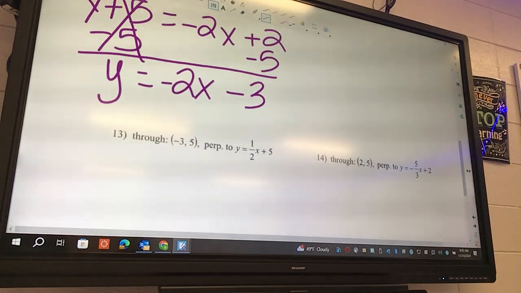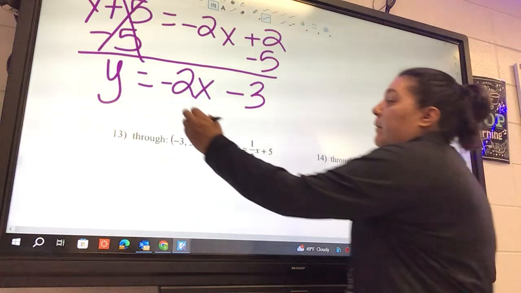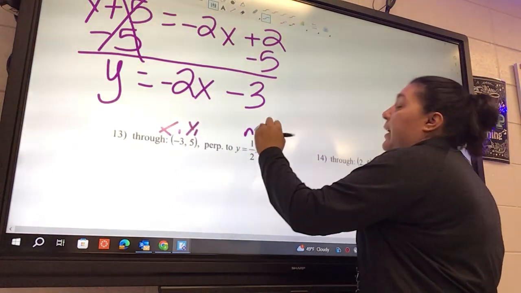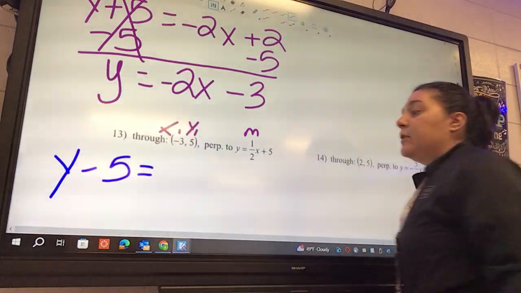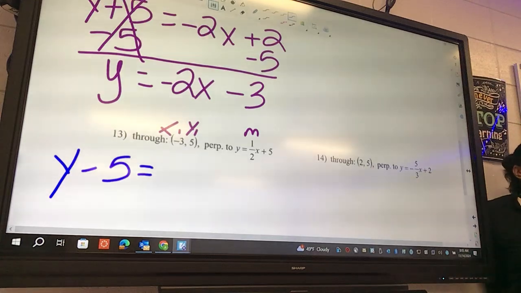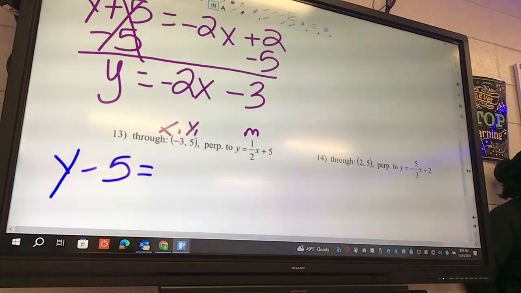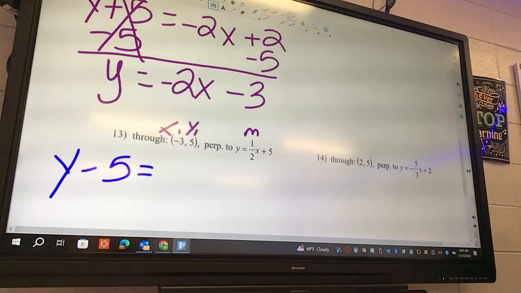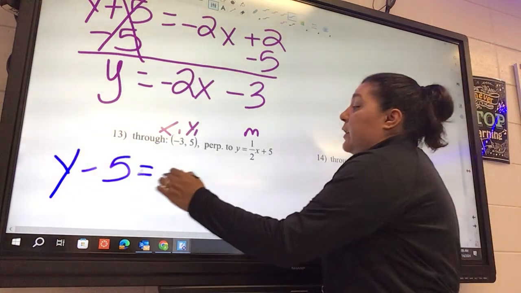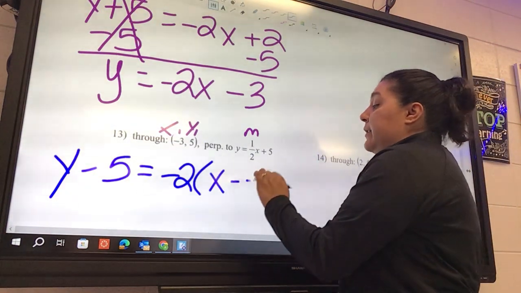Okay, 13, we're going to label x1, y1, and this is my m. So we get y minus 5 equals, okay, I need to flip and change because it says perpendicular. Negative 2. Why is it negative 2 and not negative 2 over 1? Because they're the same, so we simplify it. If you get a 1 on the bottom, it just disappears. So it's going to be negative 2, x minus negative 3.